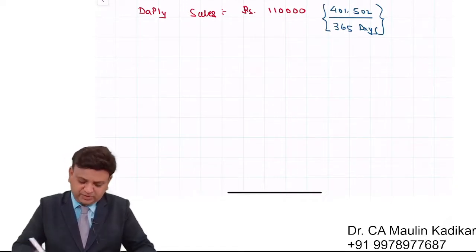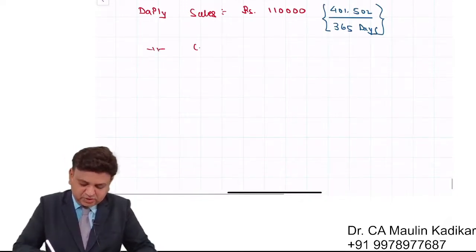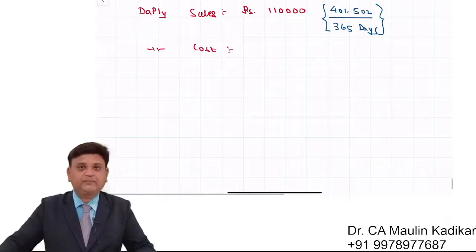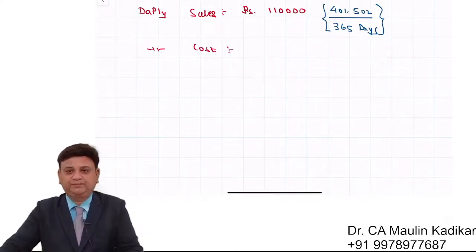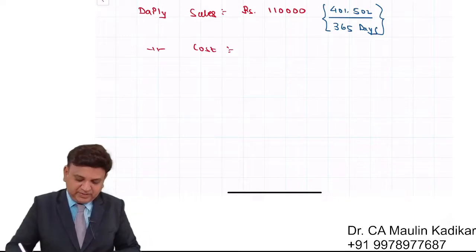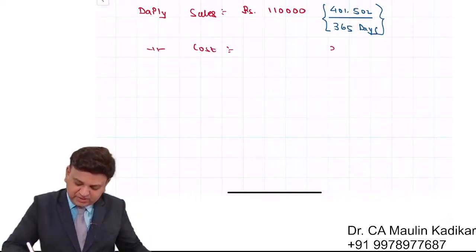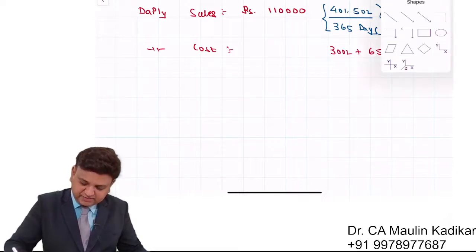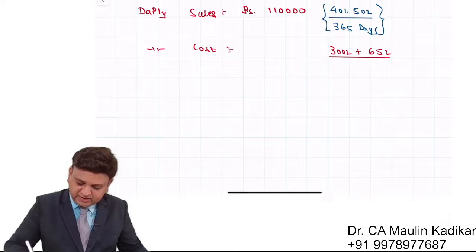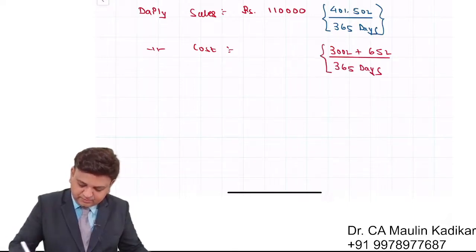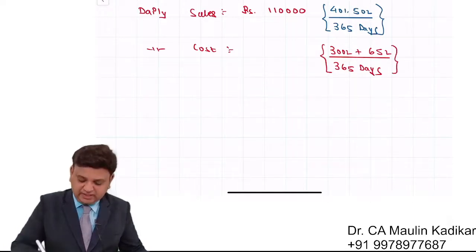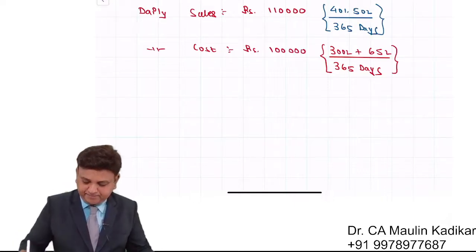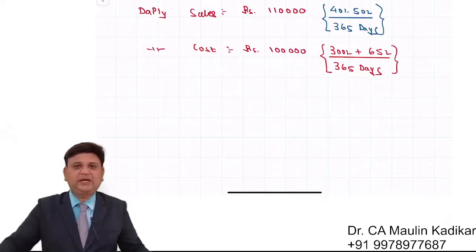My next question to all of you is, what is the daily cost of the company? Please write the answer in the chat box. We understand it is the annual variable cost of 300 lakhs plus annual fixed cost of 65 lakhs, divided by 365 days. So the daily cost of the company is rupees 1 lakh. That is the way the daily cost can be calculated.